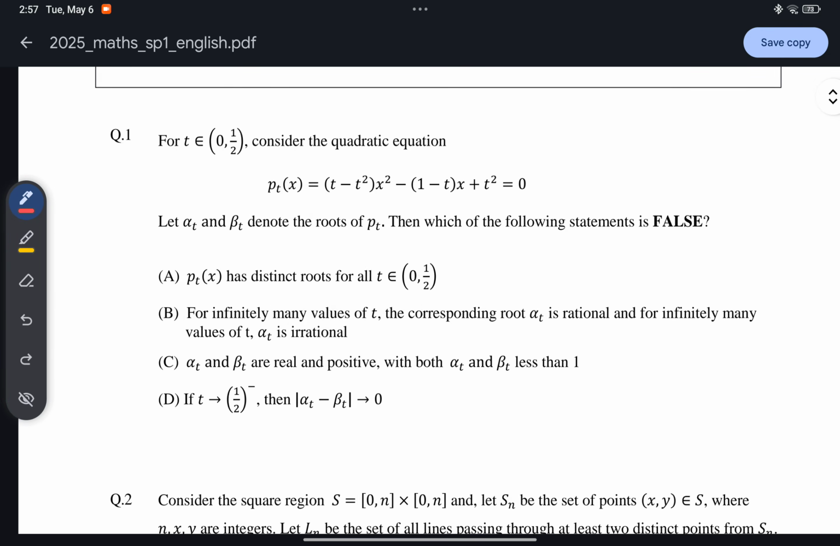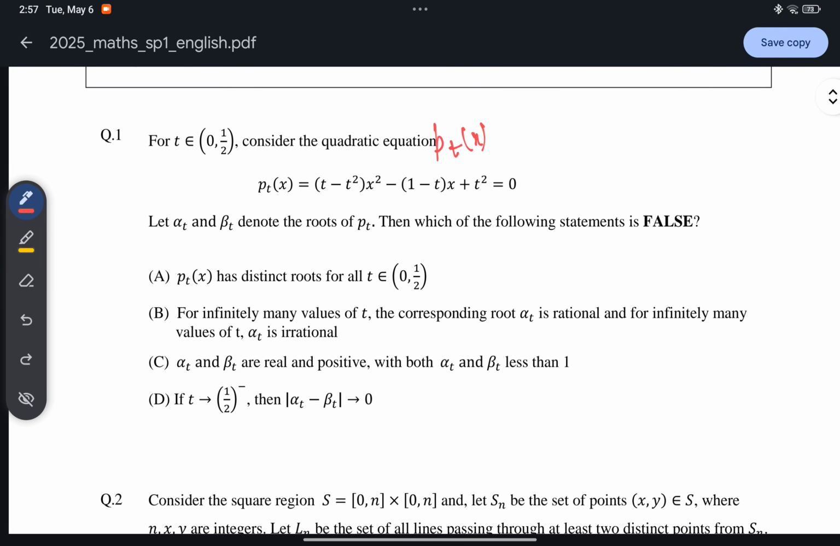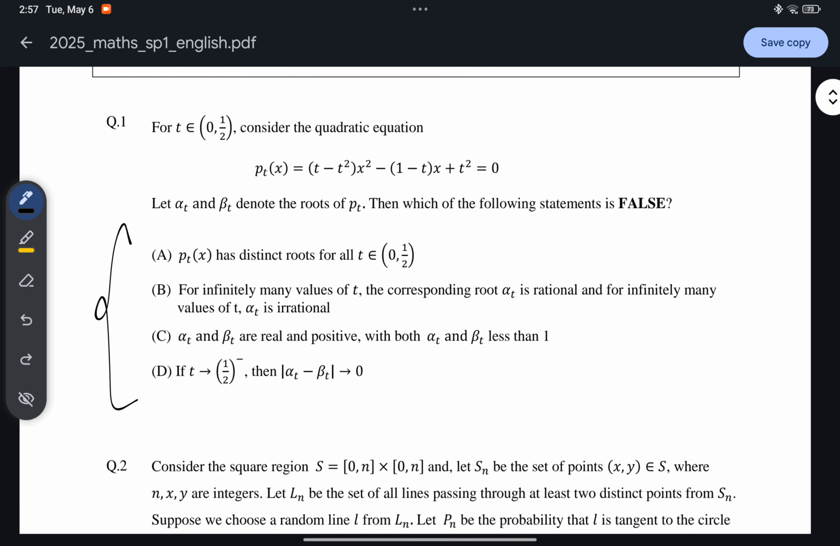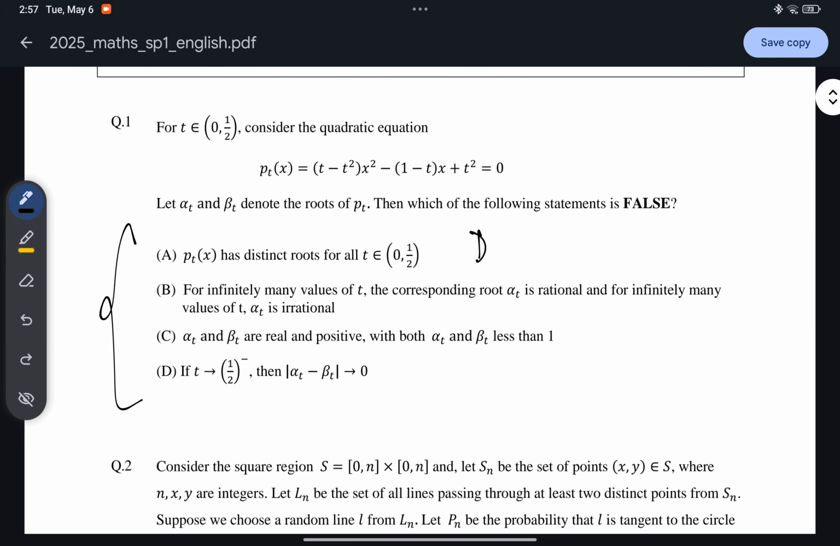So the first question, you would have P_t(x) as some quadratic, and this is the whole equation, and we have been given these roots and we have been asked some questions about it. Since I've just solved this, I'll tell you what's going to happen in this paper. First you need to find the discriminant because it's asking for distinct roots and you need it to be greater than 0. And when you solve that, I believe the first option is correct and we need to find the false one.